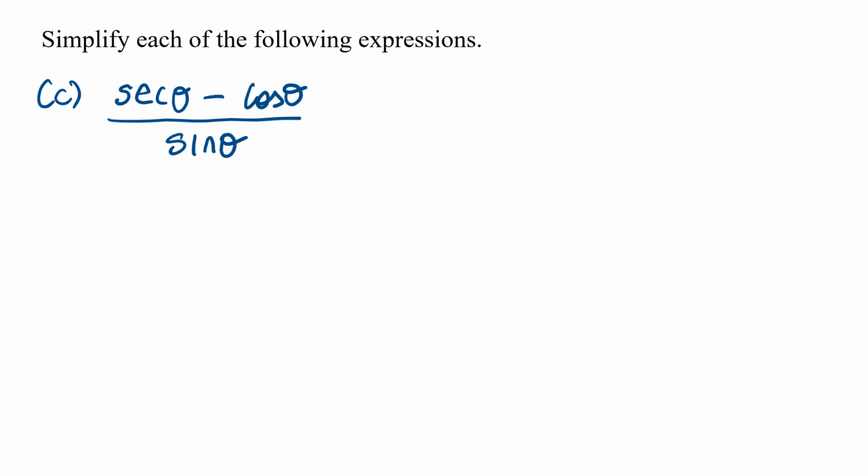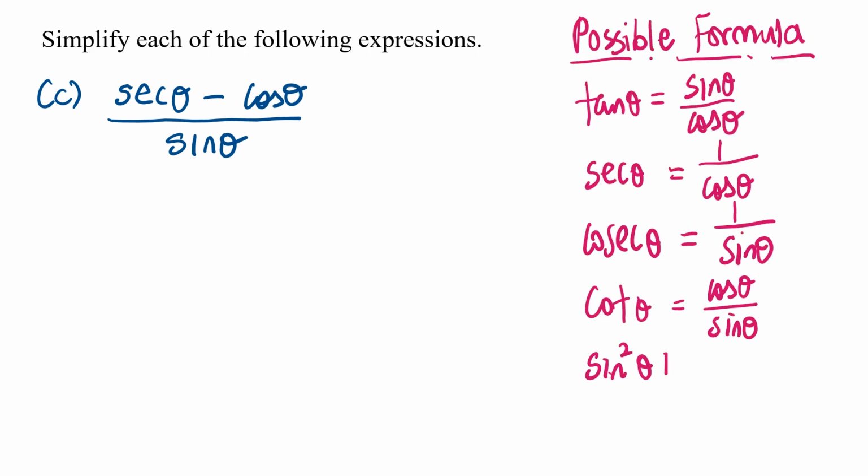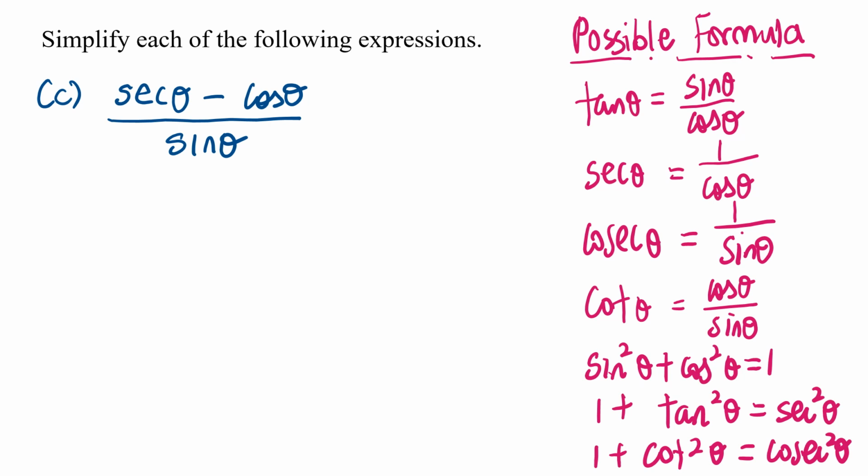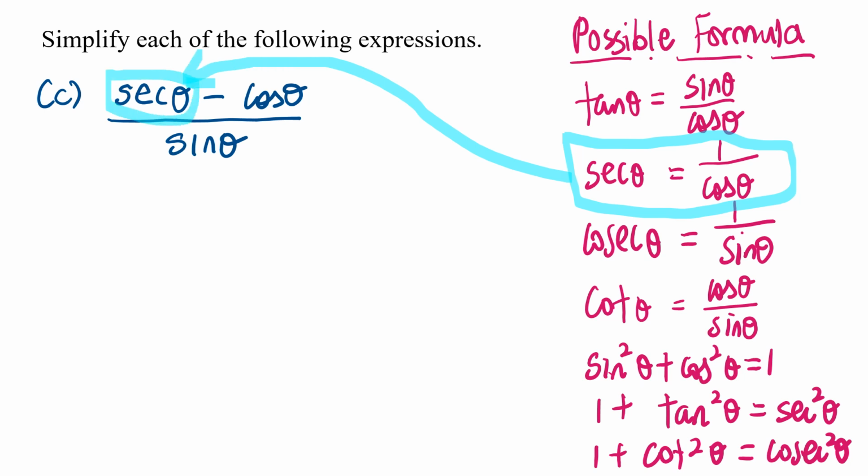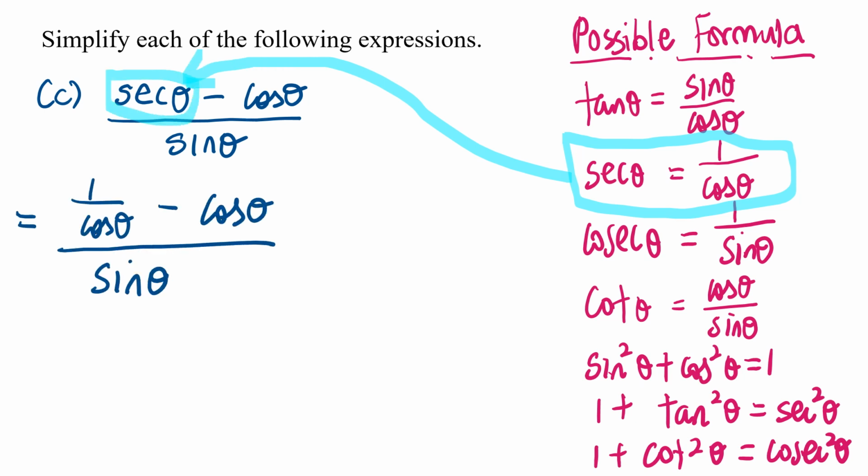Right, let's do a slightly more challenging question. But before that, again, let's write down all the formulas that we've learned. Your ratio identities, the reciprocal identities, and the Pythagorean identities. So which one should we use? Yes, we should use the reciprocal identities. Okay, so we're going to rewrite secant theta as 1 over cos theta.